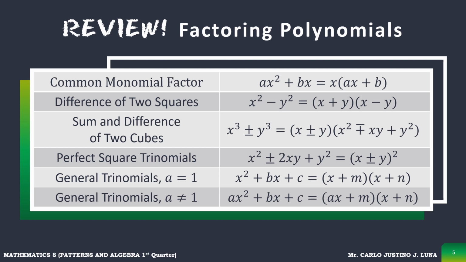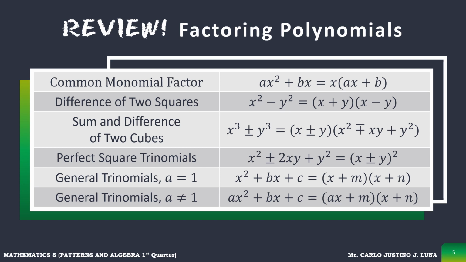How did we get this? Simply, get the square root of the first term, x squared, that is x, and then square root of the last term, y squared, that is y. And then just copy the square roots, x, y. So one is sum, the other is difference.